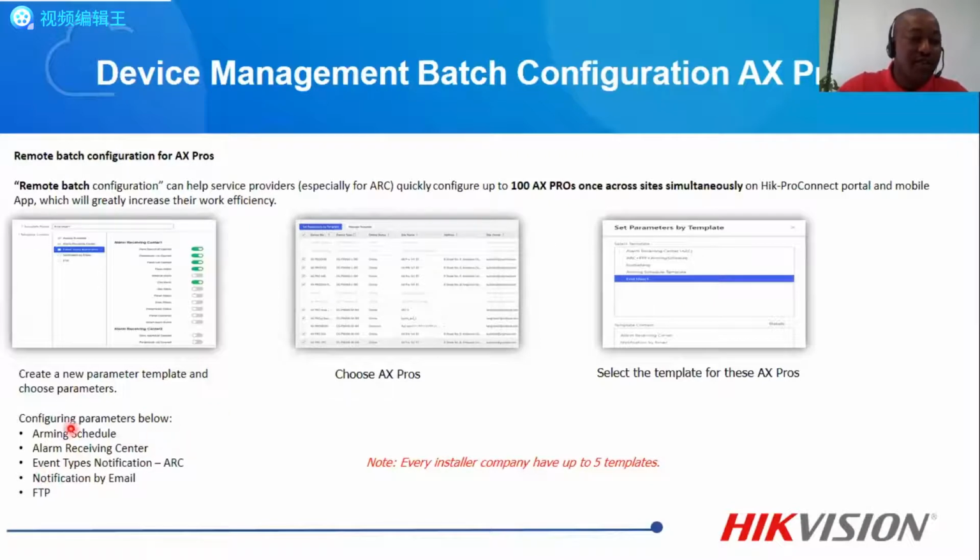Your event type notifications, installation by email and FTP. You can set these parameters, and then you can copy them to up to 100 HikPros at a time. So this will save you time. Once you've created these parameters, each time you need to configure a new HikPro, you can just copy these parameters over to that HikPro. This helps to make the installation much quicker.